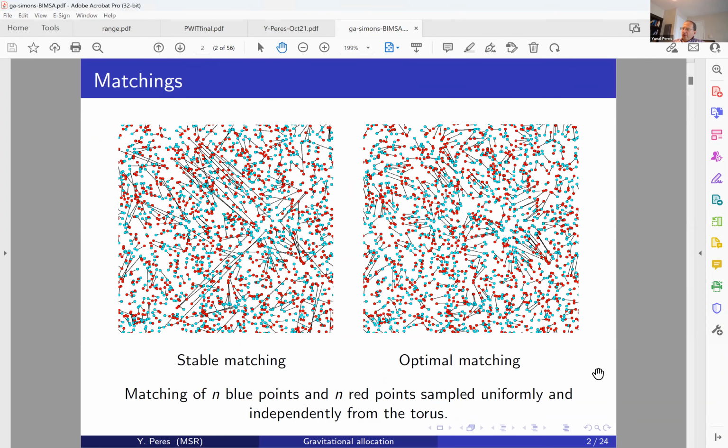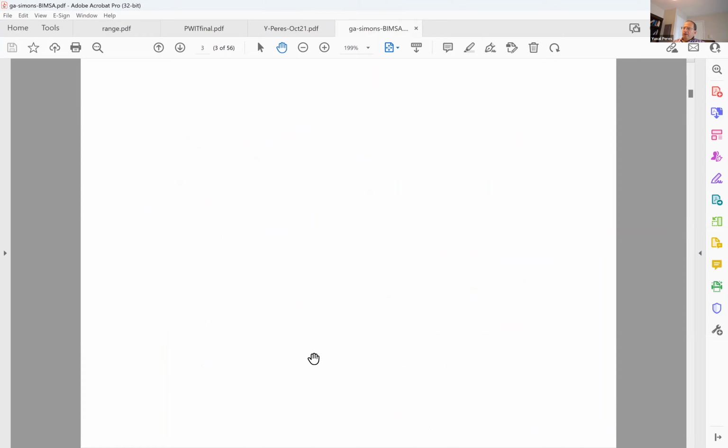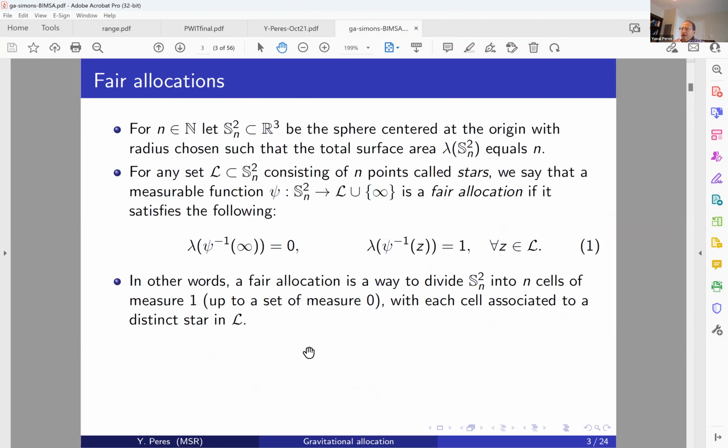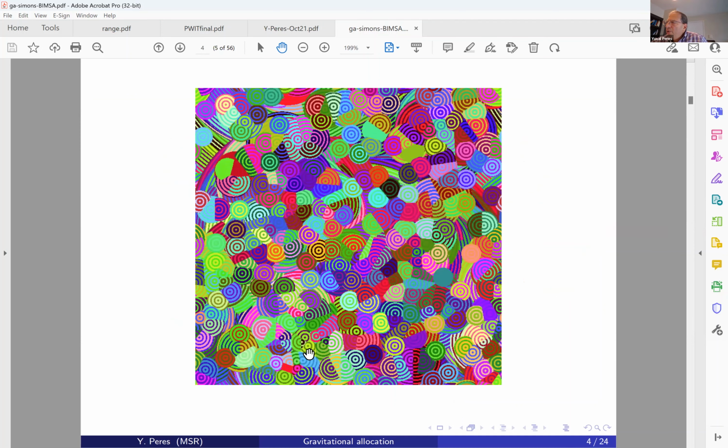Again, this is the comparison that you already saw in 2 dimensions between the optimal matching and the stable matching. But here we're going to look at a different process, which is the gravitational allocation and matching. Let me go more slowly.